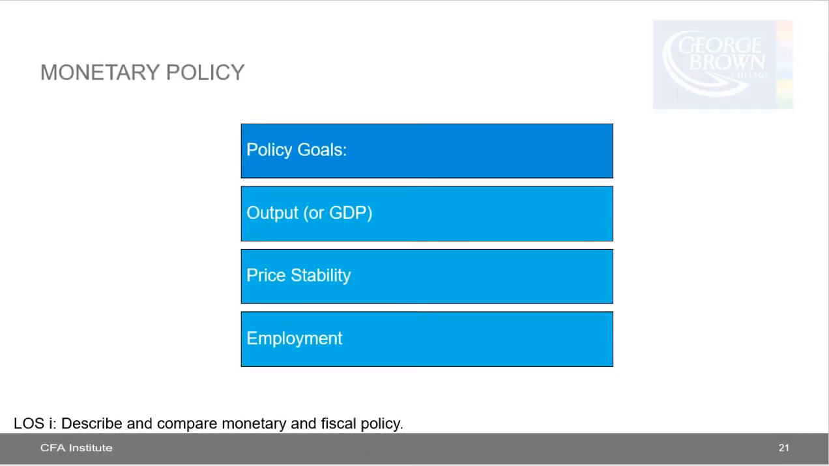Now we're moving on to Learning Outcome Statement I, which is describe and compare monetary and fiscal policy. Monetary policy refers to central bank activities that are directed towards influencing the money supply and credit in an economy. The ultimate goal is to influence macroeconomic targets such as output or GDP, price stability, and employment.